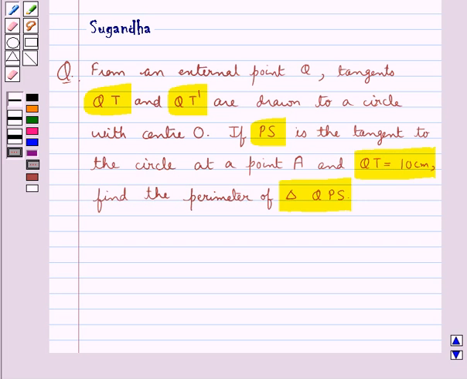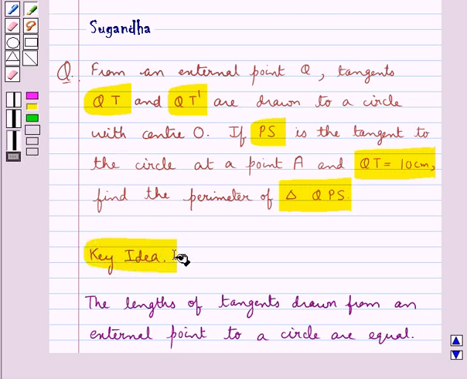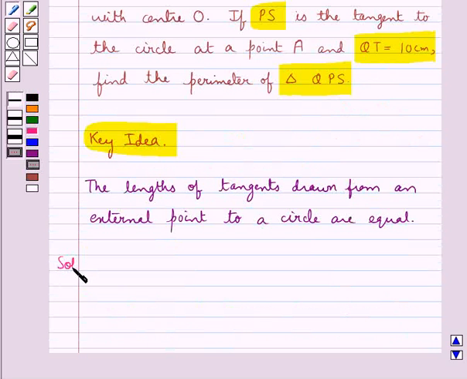Before moving on to the solution, let's recall one fact which says that the lengths of tangents drawn from an external point to a circle are equal. This is the key idea that we use in this question. Now let's proceed with the solution.